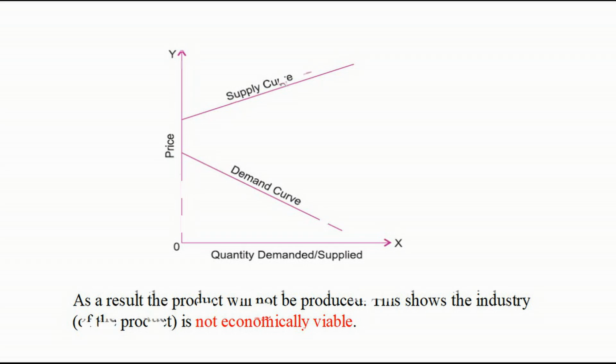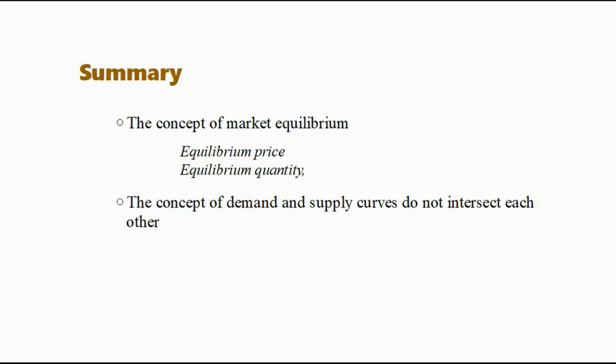That's all for today. To briefly highlight what we have discussed in today's session, we dealt with the concept of market equilibrium. Equilibrium simply means a state of balance. Market equilibrium refers to a situation in which the quantity demanded of a commodity equals the quantity supplied. At this point, we have the equilibrium price and equilibrium quantity.